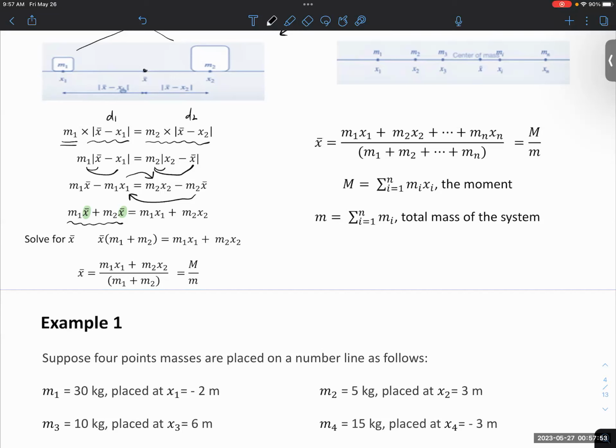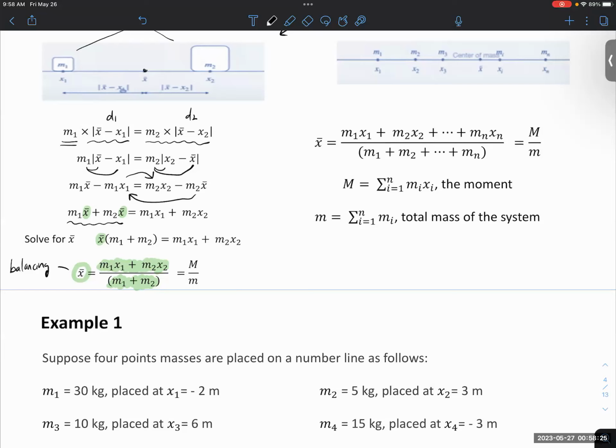So therefore, we can solve for x bar, because x bar is now a common factor, so you're going to divide by m1 and m2. We have x bar equal to m1 times x1 plus m2 times x2, divided by m1 plus m2. You can find out the balancing point. So this is how you're going to find the balancing point between two different weighted items.